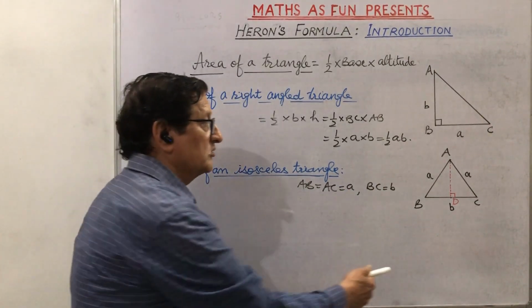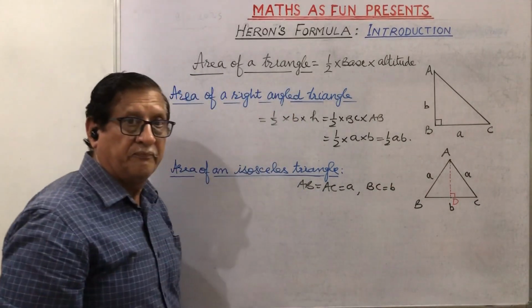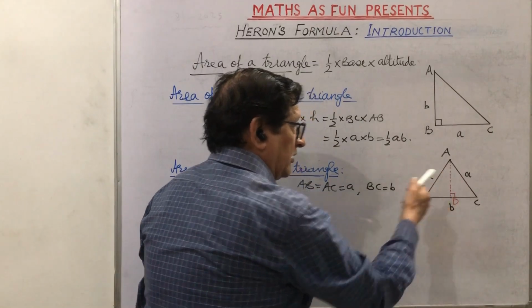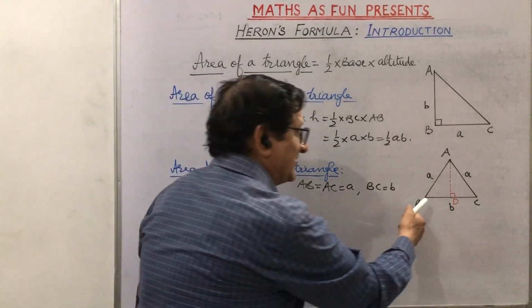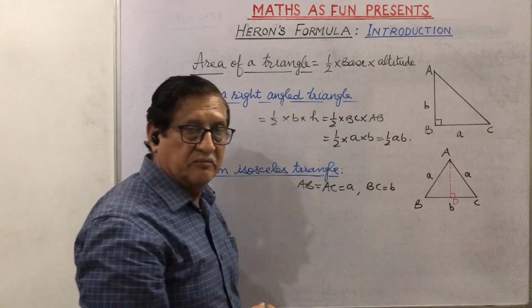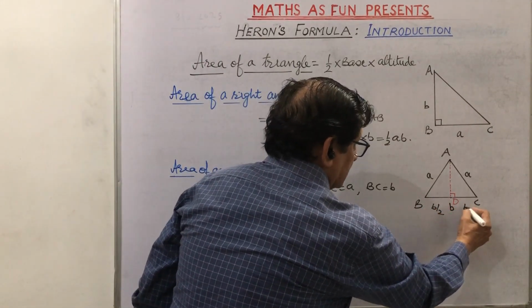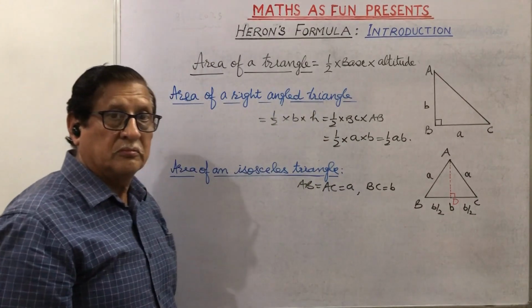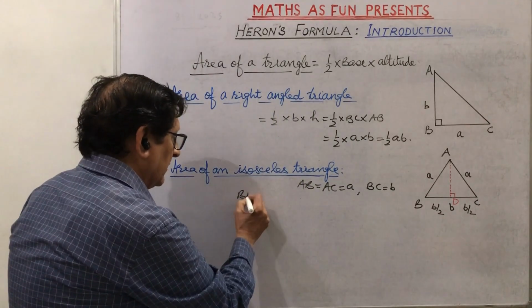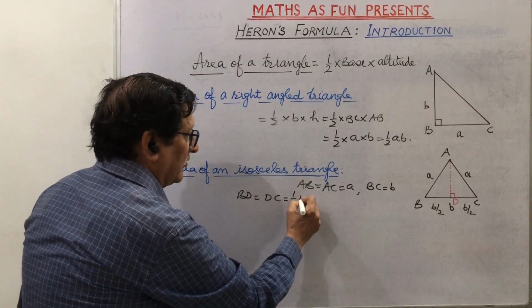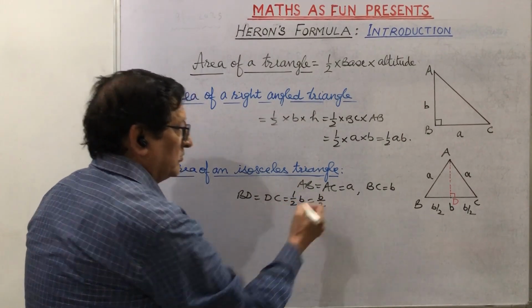Now how to find out the altitude AD? We know in isosceles triangle AD, the altitude also bisects the base, and hence this BD will be B by 2 and also DC will be B by 2. BD is equal to DC is equal to half of B, that is B by 2.